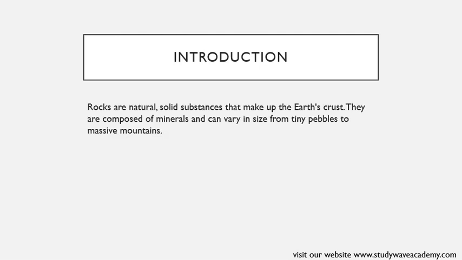Rocks are natural solid substances that make up the Earth's crust. They are composed of minerals and can vary in size from tiny pebbles to massive mountains. Rocks are like the Earth's building blocks. They are hard, solid materials that make up the outer layer of the planet, which we call the Earth's crust. These rocks come in all sorts of shapes, sizes, and colors.